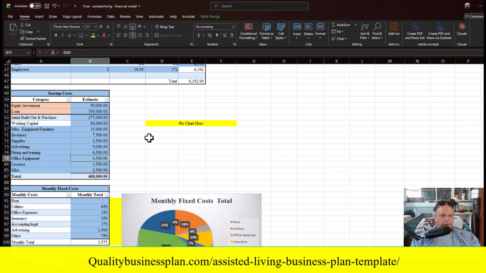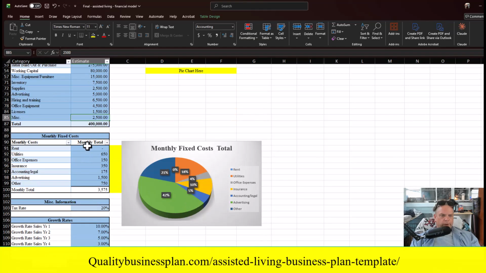Hiring and training, you definitely need to do some hiring, especially for an assisted living facility. And then your office equipment, your license, and then your miscellaneous is your catch-all. It's your security. It's any kind of unexpected event that's going to happen. I like to say it's like Christmas every day or every month for being an entrepreneur. You never know what's going to happen. You need to be prepared, and it's like a surprise. So you do need a miscellaneous. You do need a surprise bucket, and your startup cost is this $2,500 right here.